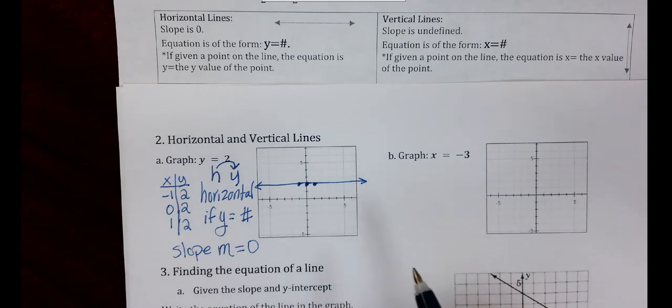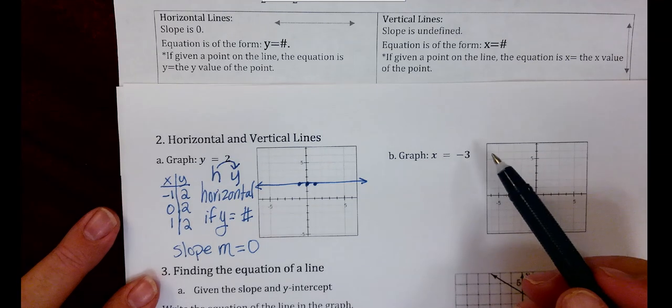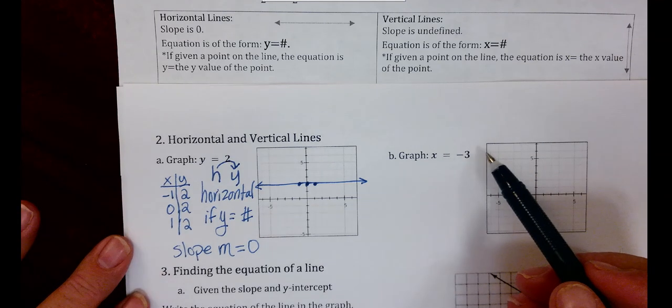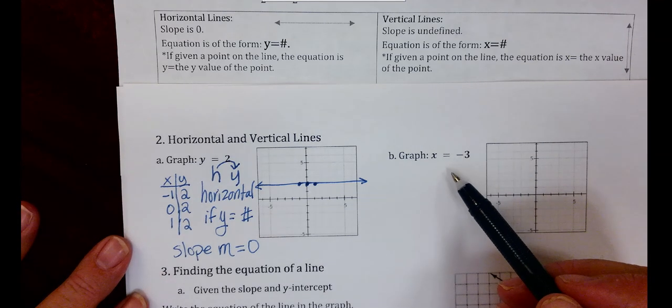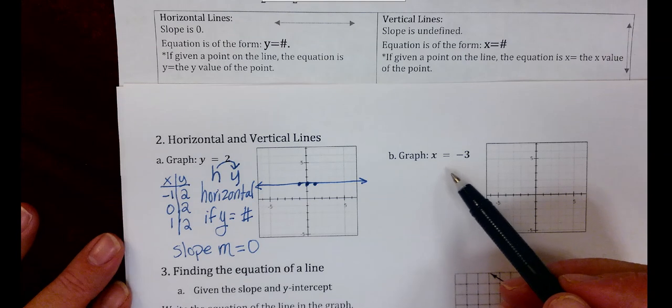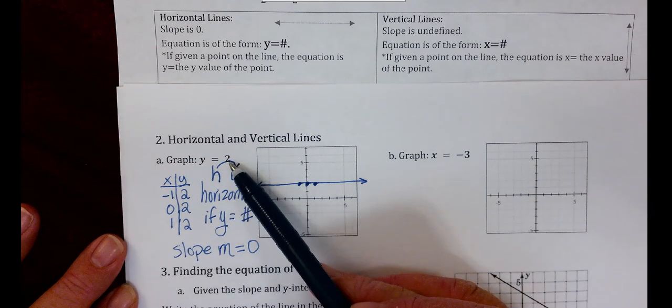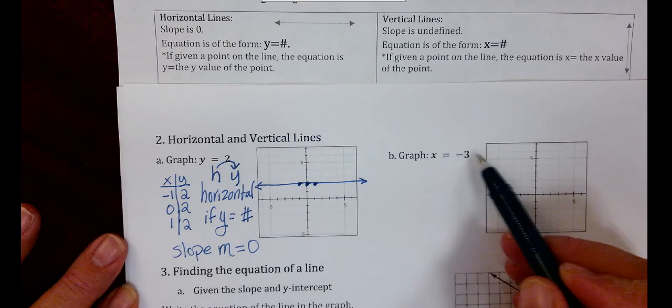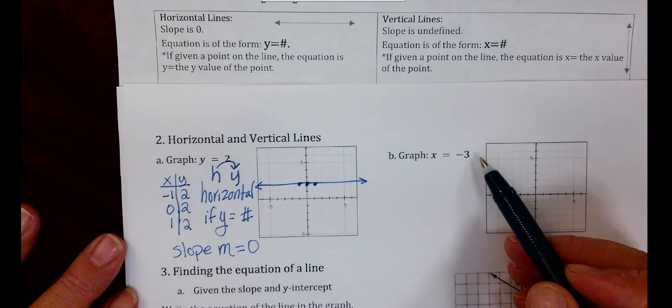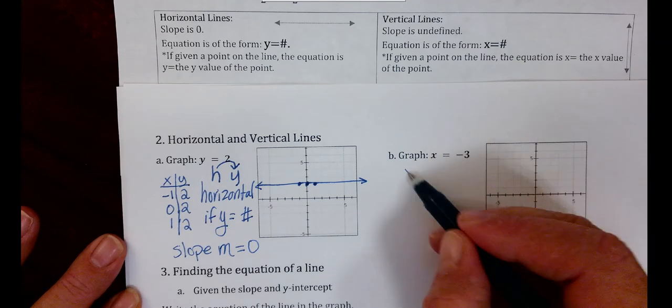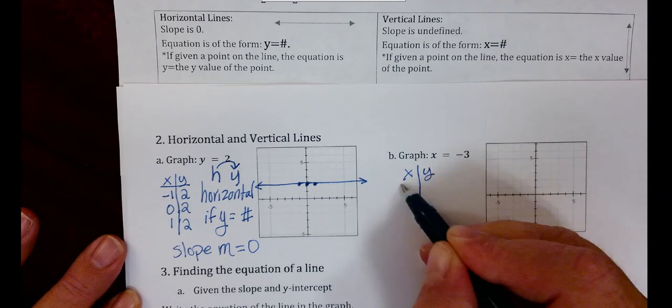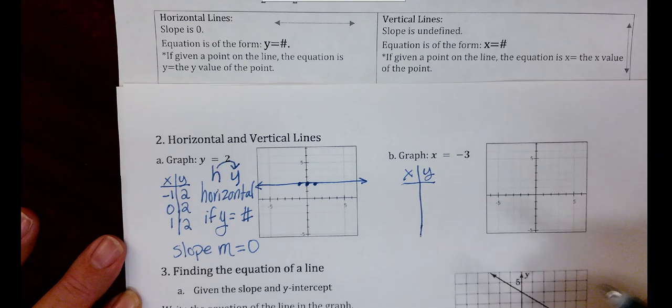Okay? All right, looking at our next one. We probably can tell already this is going to be a vertical line. Again, if it's y equals, it's horizontal. So if it's x equals, this will be vertical. Now, setting up this XY chart is a little different. This is a special case. This is the only time that you do not get to choose whatever you want for x. However, we are going to get to choose whatever we want to for y.